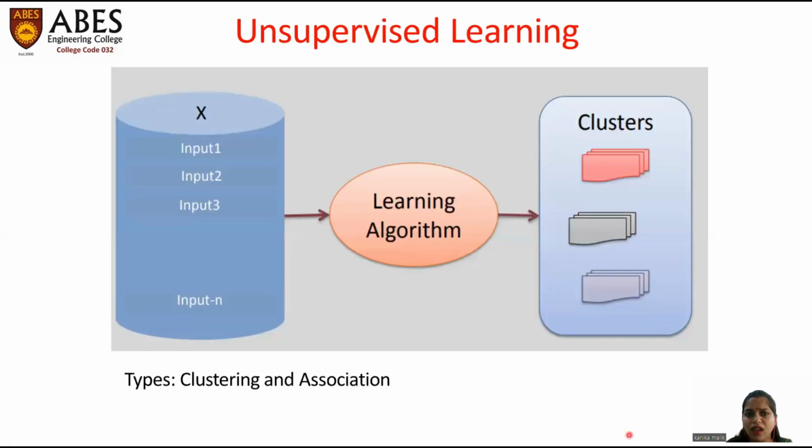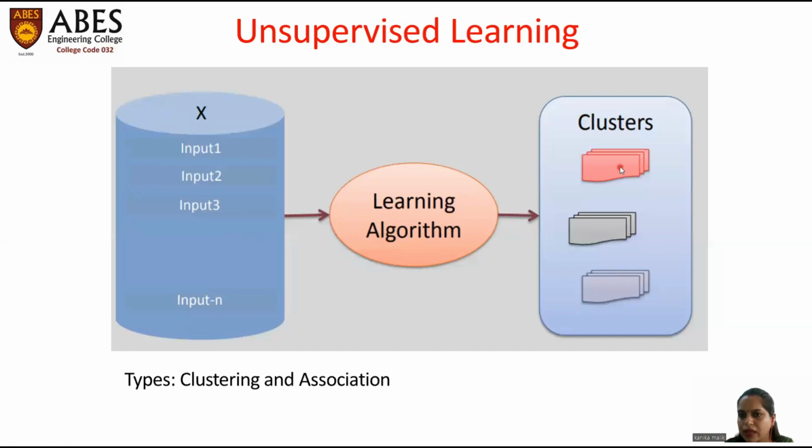Then moving further to unsupervised learning, this is an example of unsupervised learning where I am taking some input instance values as x1, x2, x3, passing them through a learning algorithm and getting the output in the form of clusters. So unlike the supervised learning algorithm, here the output which I am getting is in the form of clusters, and you can see the different three colored clusters in the output figure.